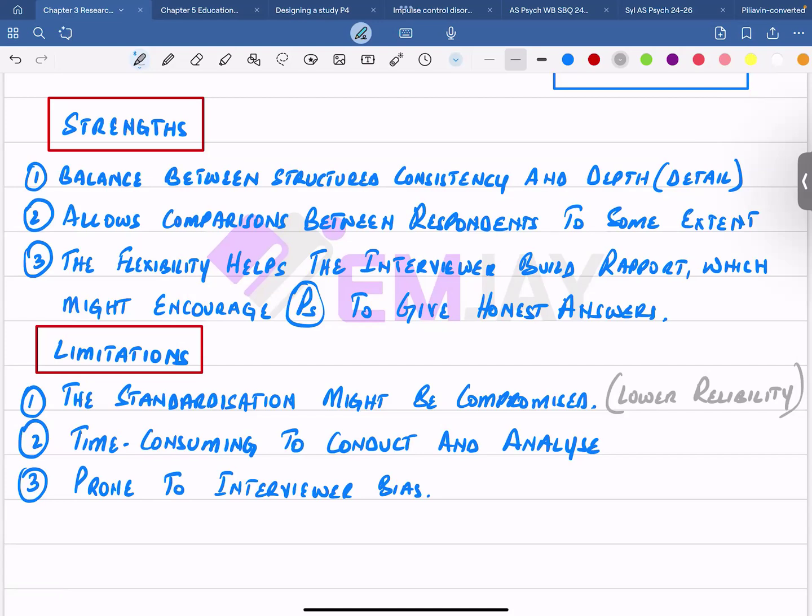Of course, for you to be expecting the same responses, you ought to be asking the same questions. However, the flexibility that the researcher has, especially with these questions, comes with a price. The researcher might not be able to compare the responses between two participants very well because the questions they were asked were not the same. So the standardization of this particular type of interview might be compromised, which eventually results in lowering of reliability.